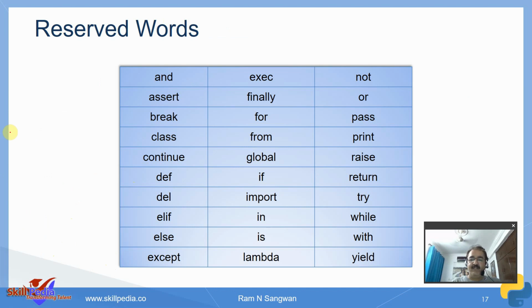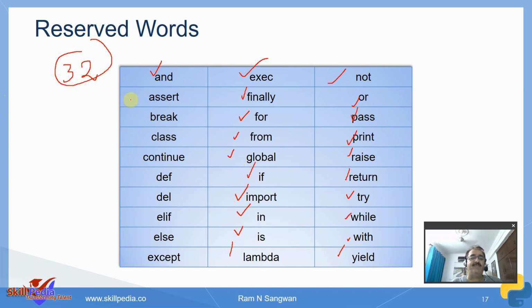These are some reserved words of Python like and, exec, not, or, pass, print, raise, return, try, while, with, yield, lambda, is, in, import, if, global, from, for. How many words are there? 1, 2, 3, 4, 5, 6, 7, 8, 9, 10. So 30 words, as I said. The C language has 32. All languages have around the same set of words.